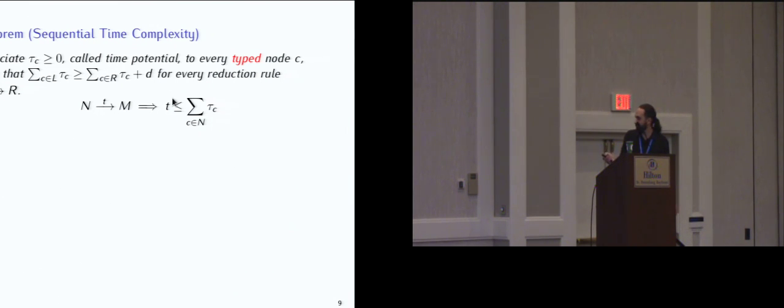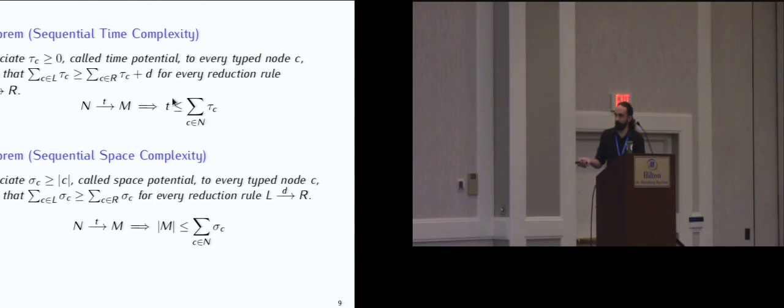So these potentials have to satisfy some properties. Namely, for every reduction rule, the sum of the potentials in the left-hand side has to be bigger than the sum of the potentials in the right-hand side, modulo some added duration. So you do this for your library, and if you find appropriate potentials, you are able to deduce complexities of all the nets you build with this library. And before you compute this sum, you have to type the net.